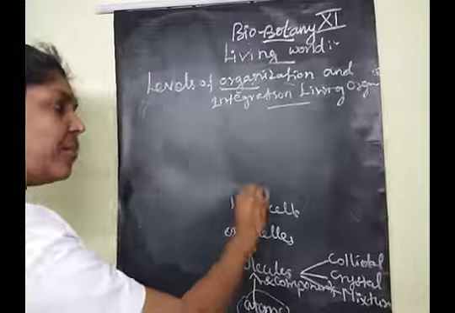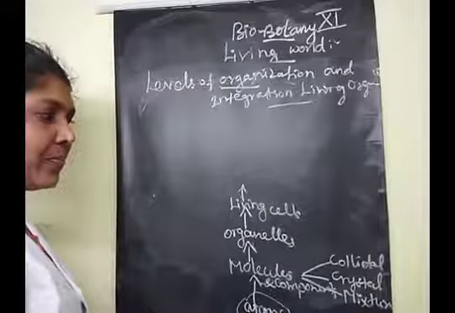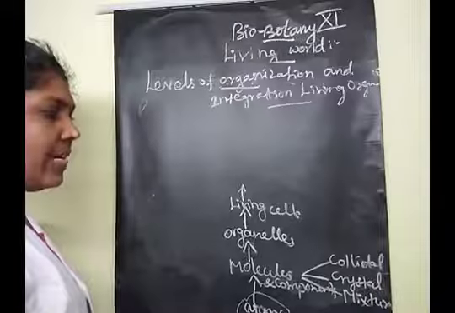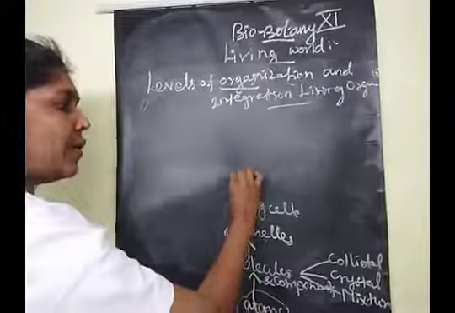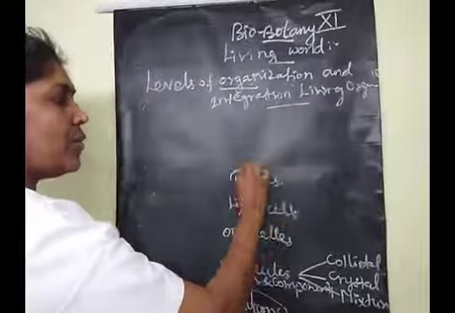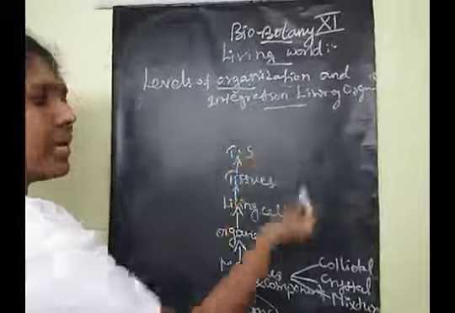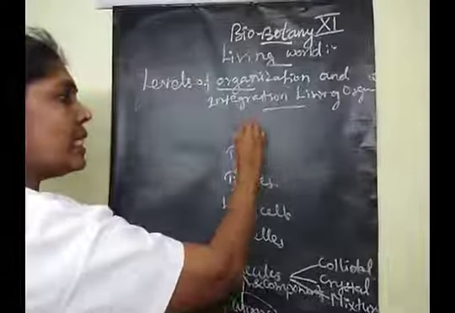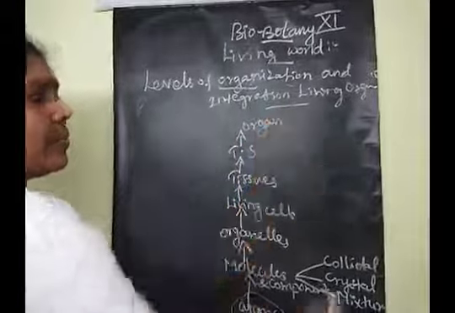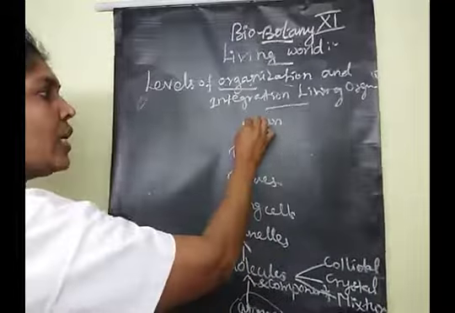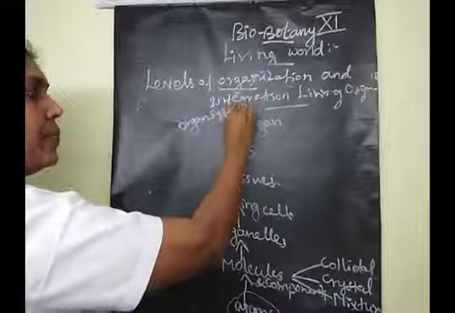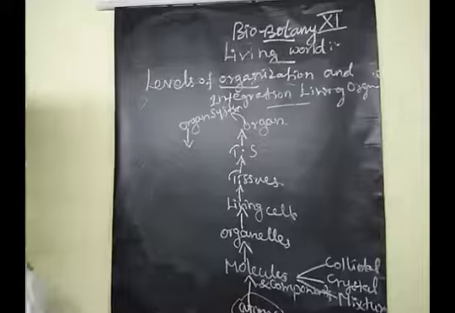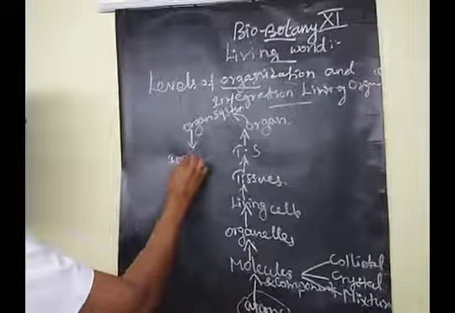Living cells form what? What's the next one? Do you guess? Very good. Tissues. Okay? The tissues form the next level, the tissue system. Okay? The tissue system forms the organ. Am I correct? The organs form the organ system. Organ system. Am I correct? The organ systems form the individual organism.